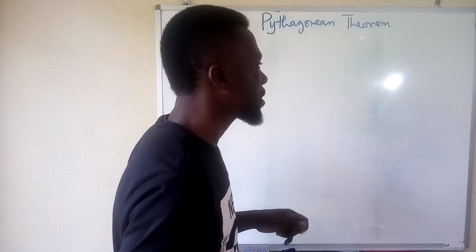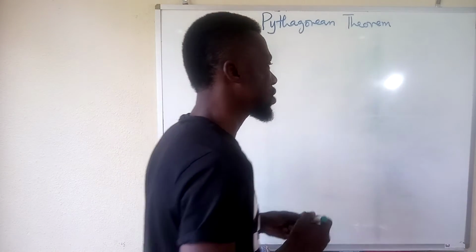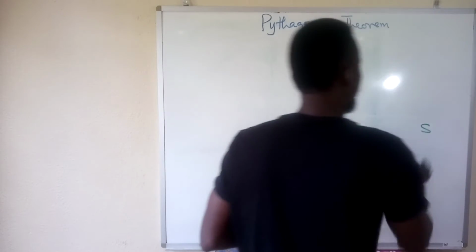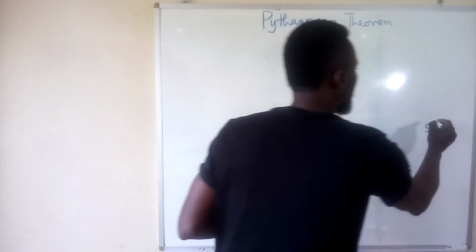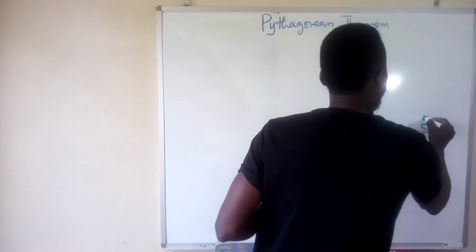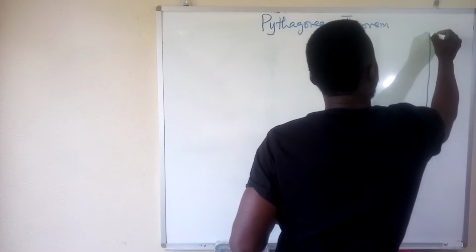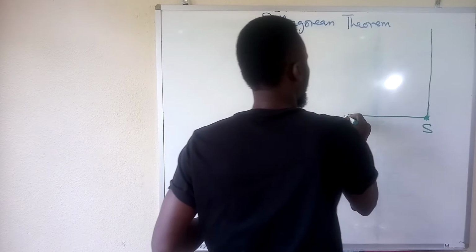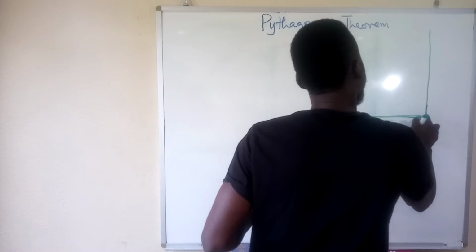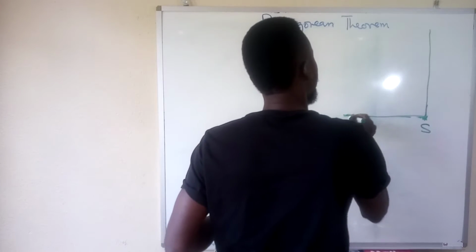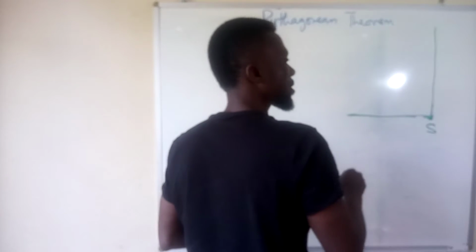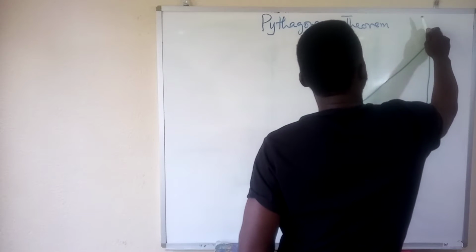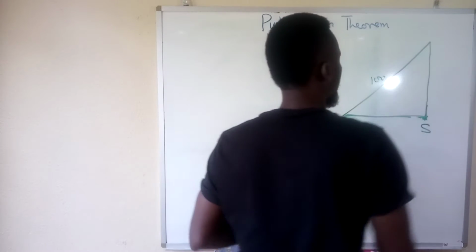The question stated that two cars left a station S at the same time. So let's take point S to be the station. Two cars left the station. One headed north, so this is north, and the other headed south. Then they said that at a point, the two cars were 100 miles apart from each other. So let's put 100 here.